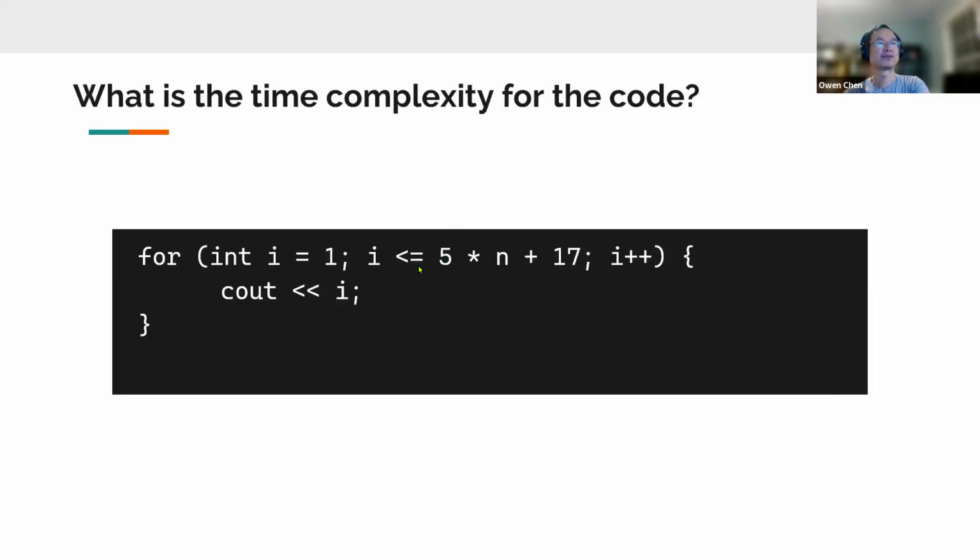Okay, so this loop, O(n) is correct. Even though it's going through 5 times n plus 17, we mentioned that multiplying by a constant or adding a constant doesn't change the complexity. So this is still O(n).